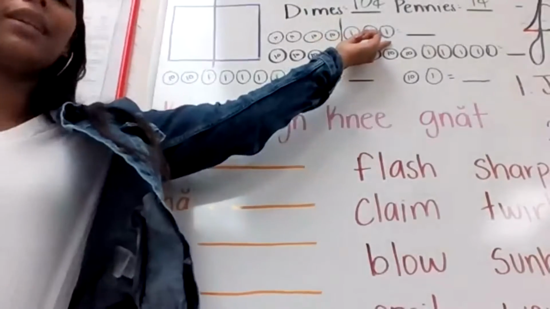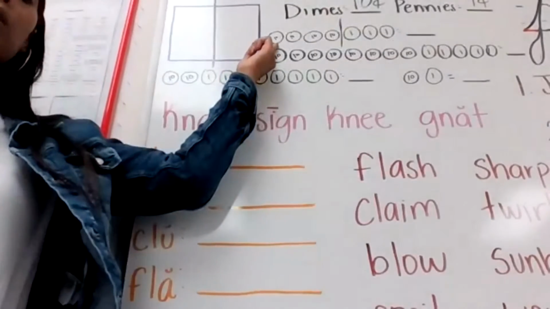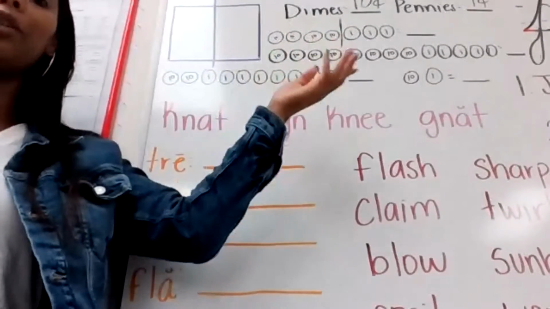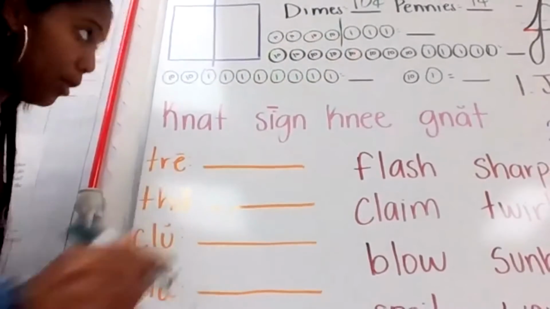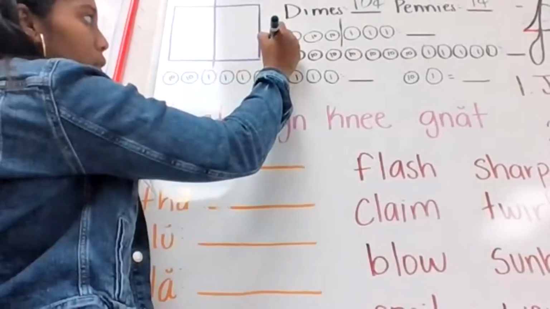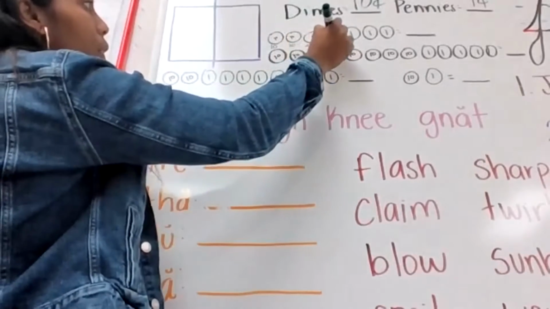Don't start with the pennies and then try to jump into the dimes. It's always easier to start with the coins that are first, which would usually be your dimes, the bigger coins. So I just start counting the dimes normally. So I would say 10, 20, 30, 40.